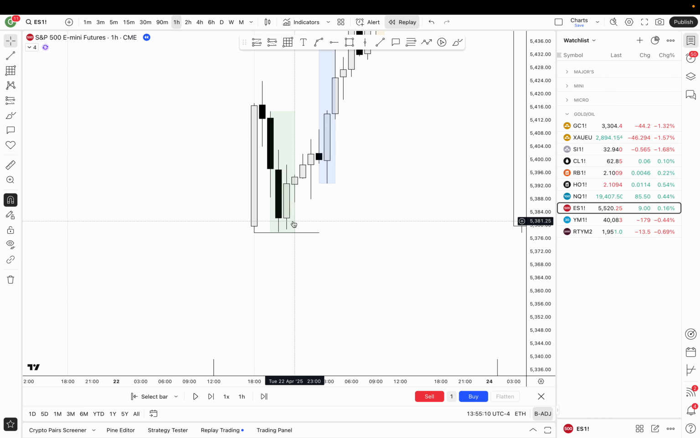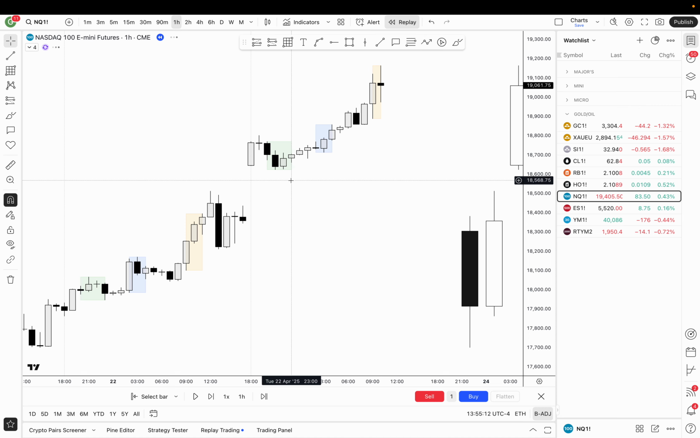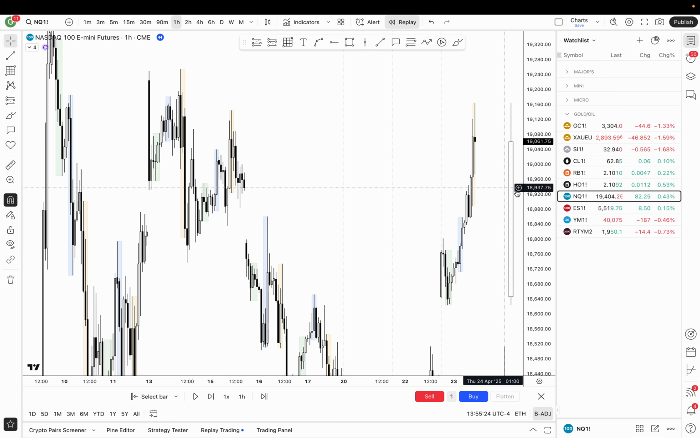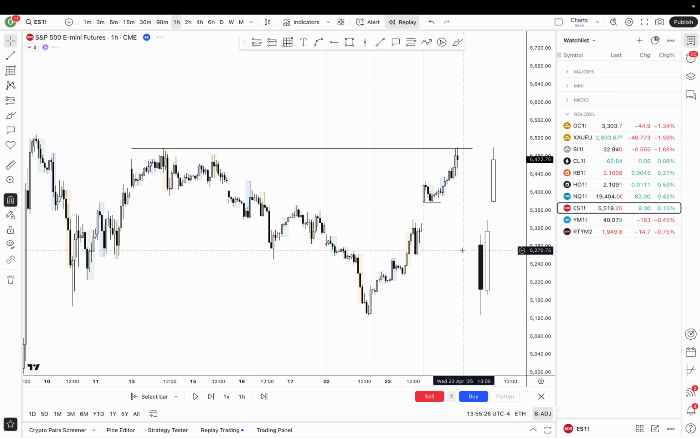So see how there's no SMT here, but if you go on NQ, or sorry, there's no sweep here, but on NQ there is. There's certain SMTs that are actually significant, and we'll get into that later. But this is not an SMT that's significant. This is an SMT that really makes sense.